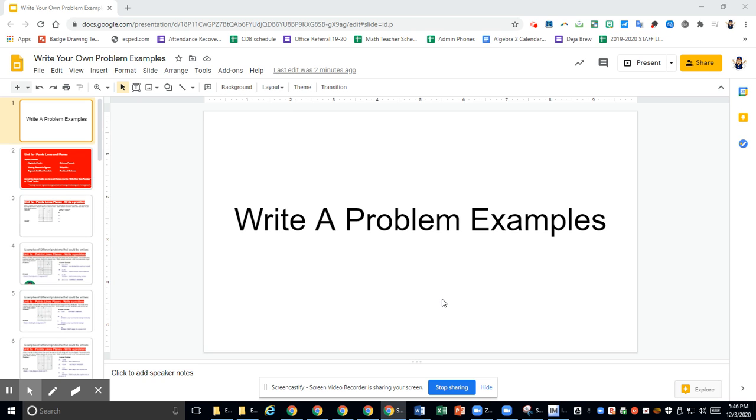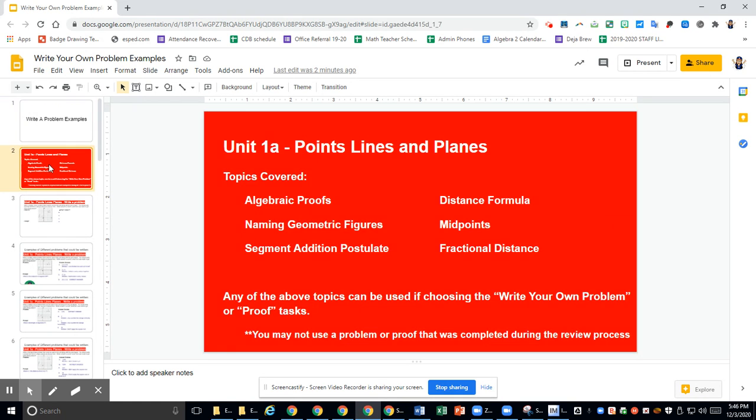Hi, one of the types of problems you're going to be asked to do during your semester exam tasks is to write your own problem. What you're going to be given is your topics that were covered. In Unit 1A, we talked about algebraic proofs, naming geometric figures, segment addition postulate, distance formula, midpoints, and fractional distance. So our write-your-own-problem question is going to have to cover one of these topics for problem 1, for Unit 1A.